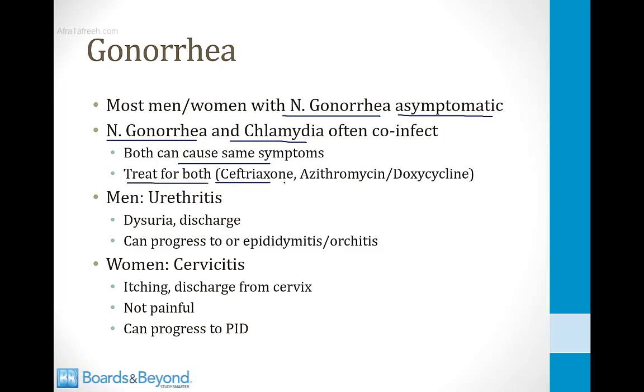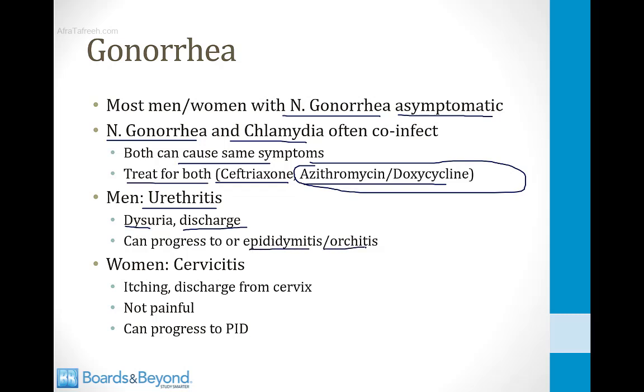So ceftriaxone is the drug that's usually used to treat gonorrhea, but when you do this, usually the patient is also given azithromycin or doxycycline. These are both treatments for chlamydia. When men develop symptomatic infection with gonorrhea, they usually develop urethritis. This involves symptoms like dysuria and discharge from the penis, and it can progress to epididymitis or orchitis, which is inflammation of the testes. Symptomatic women with gonorrhea develop cervicitis.